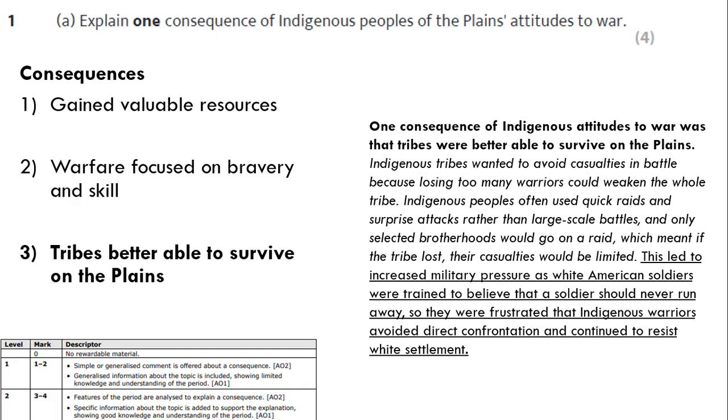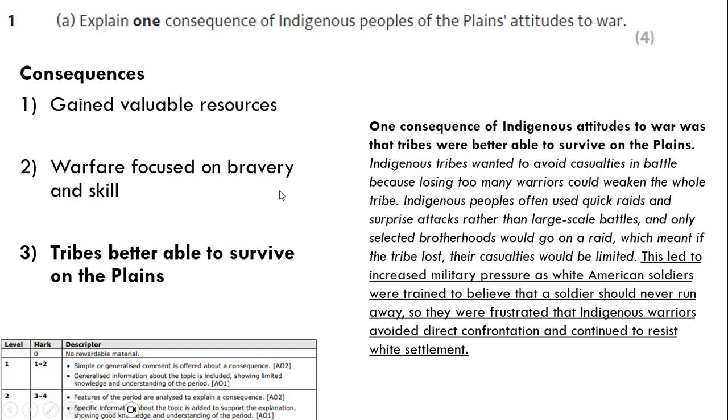This led to increased military pressure, as white American soldiers were trained to believe that a soldier should never run away. So they were frustrated that indigenous warriors avoided direct confrontation and continued to resist white settlement. And again, you could even refer to Red Cloud's War, Fetterman's Trap, and you could refer to the Battle of Little Bighorn as examples of this increasing military pressure and creating frustration amongst the white American soldiers.